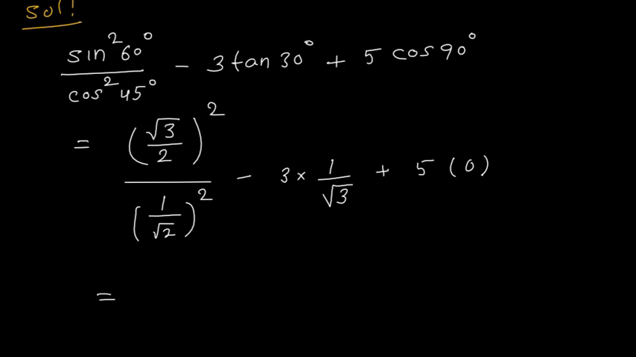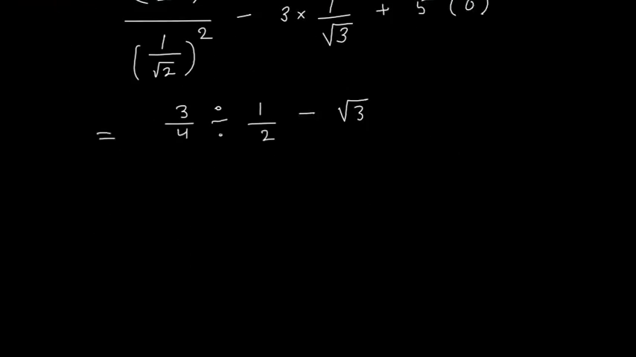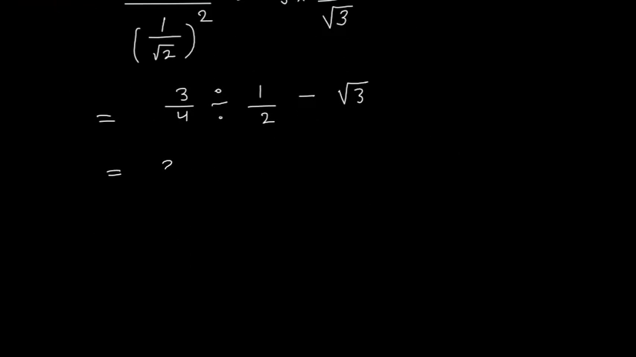Now, this will become 3 upon 4 whole divided by, so I will use this sign for division, 1 upon 2. The square of 1 upon root 2 is 1 upon 2, minus 3 upon root 3 is root 3. You can write this 3 as root 3 into root 3 and then root 3 will cancel. So, this is equal to 3 divided by 4 into 2 minus root 3. 2 1 the 2 and 2 2 the 4. So, this is 3 divided by 2 minus root 3. Yes, this is your final answer.